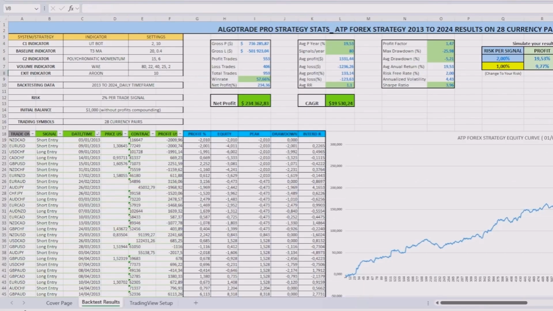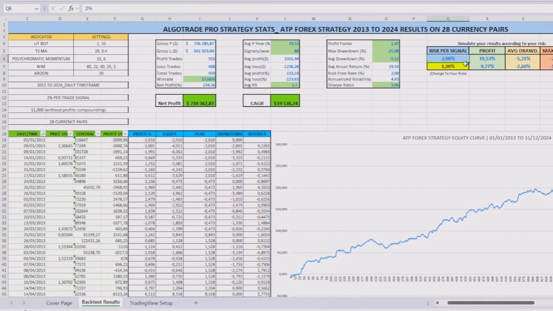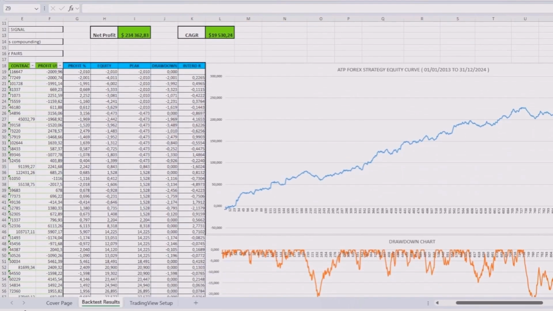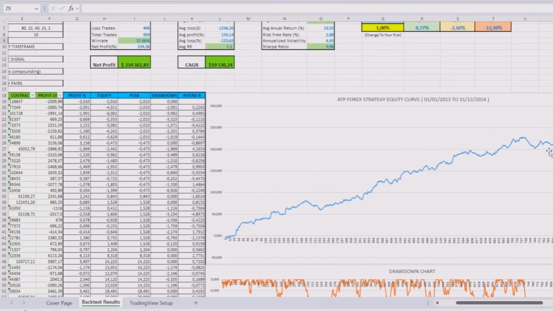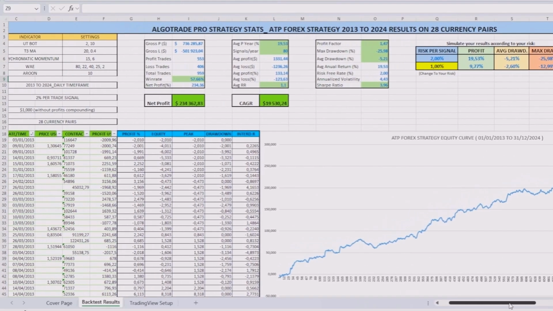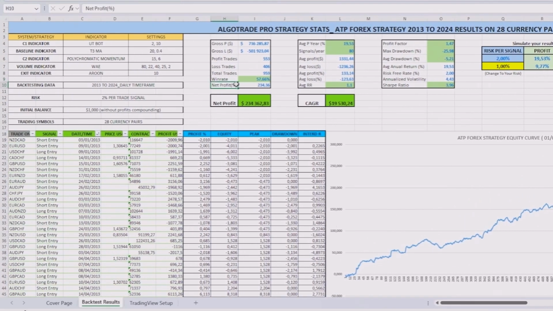All of these results were based on 2% risk per trade, using only the daily time frame. If you decide to lower the time frame, say to the 4-hour or even 1 hour, you will naturally get more trades and more opportunities to increase your total profits.